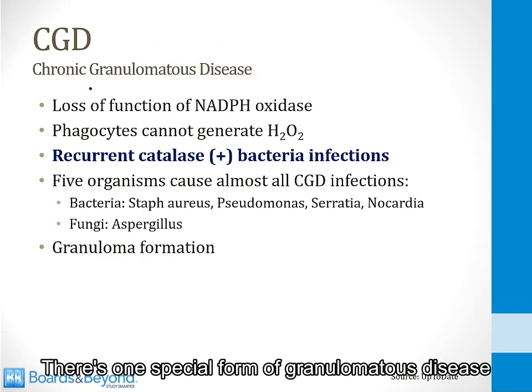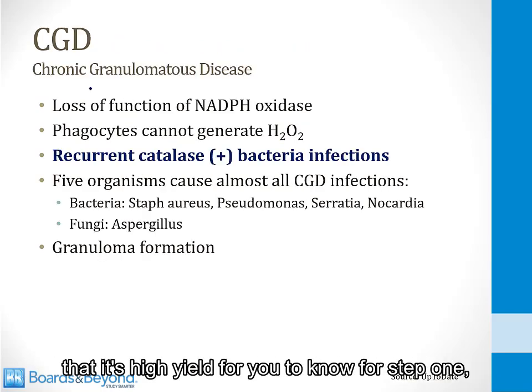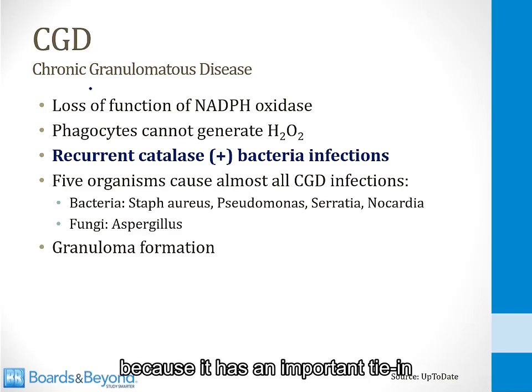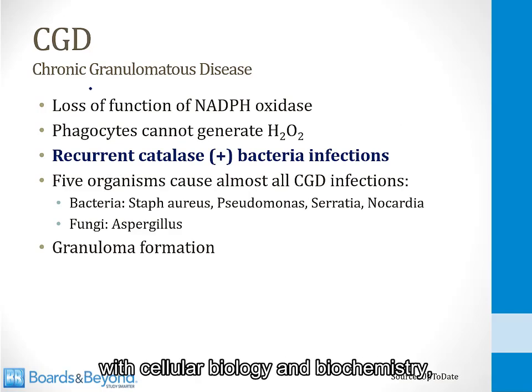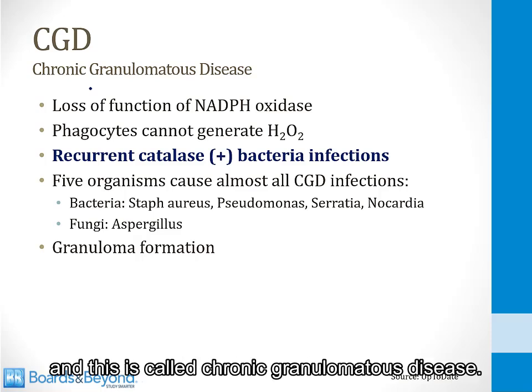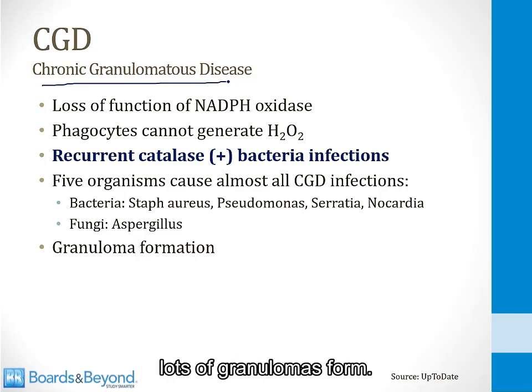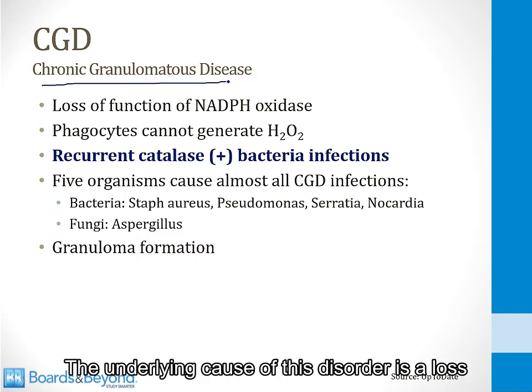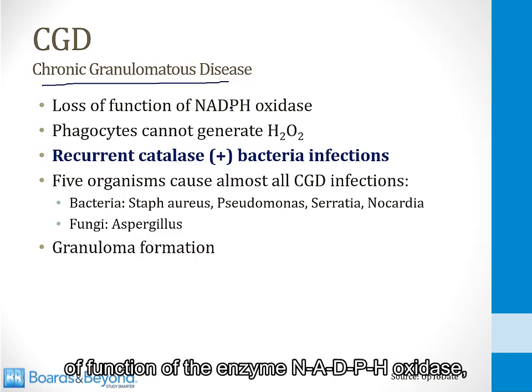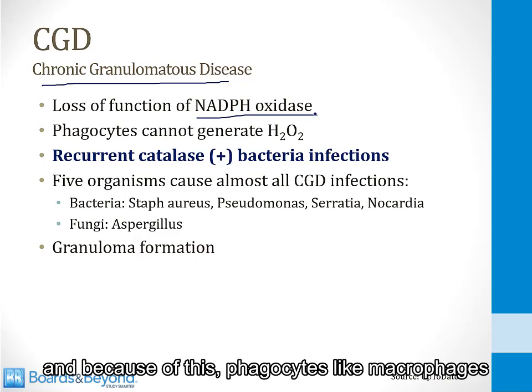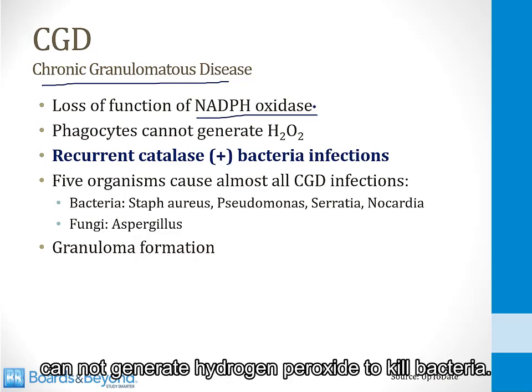There is one special form of granulomatous disease that it's high yield for you to know for Step 1 because it has an important tie-in with cellular biology and biochemistry, and this is called chronic granulomatous disease. And as you can imagine, in this disorder, lots of granulomas form. The underlying cause of this disorder is a loss of function of the enzyme NADPH oxidase, and because of this, phagocytes like macrophages cannot generate hydrogen peroxide to kill bacteria.